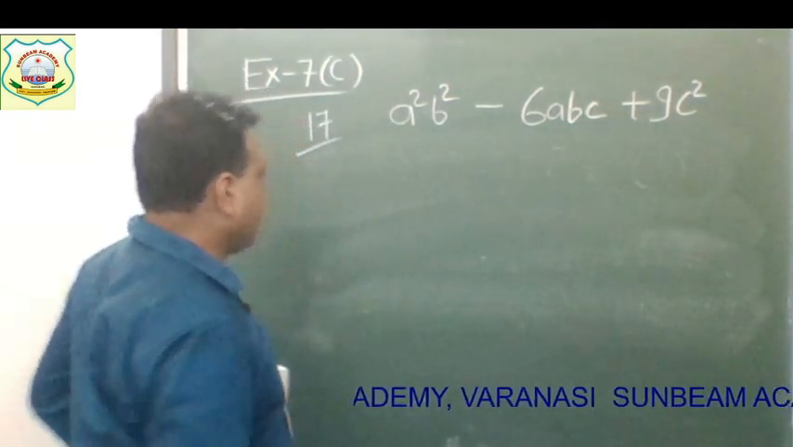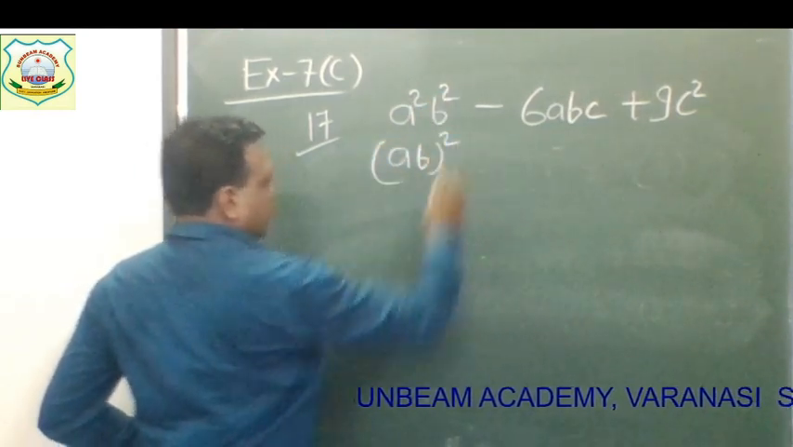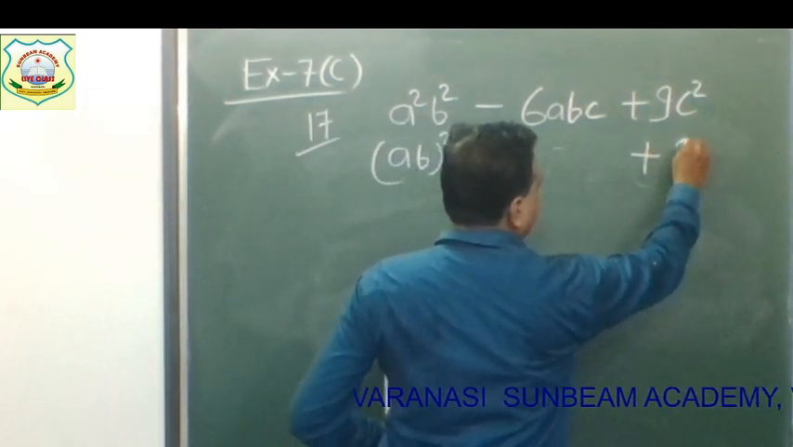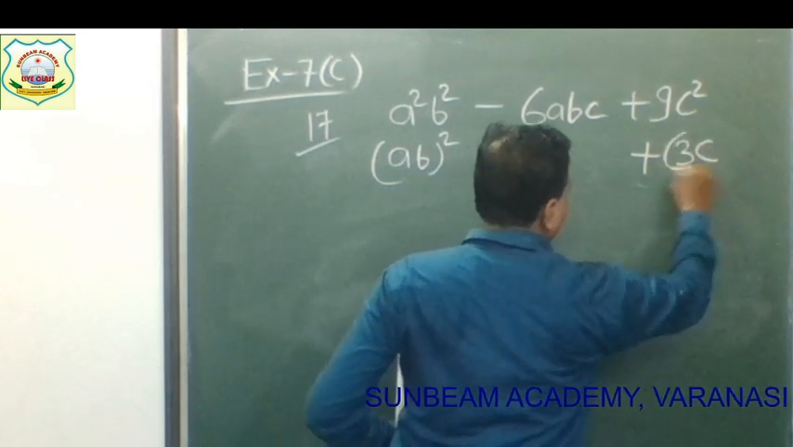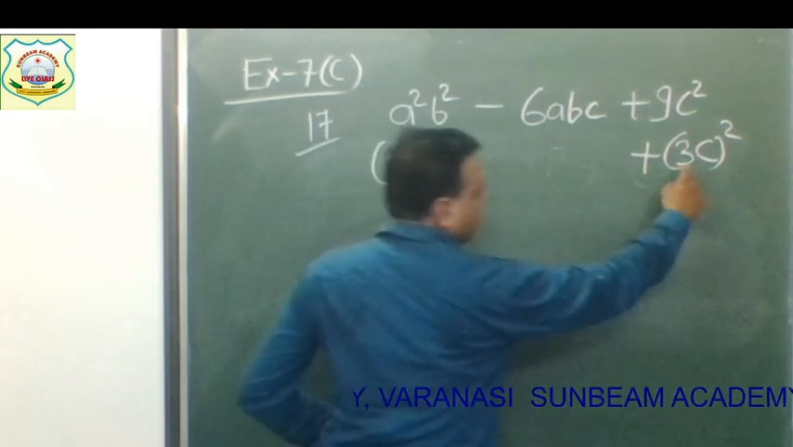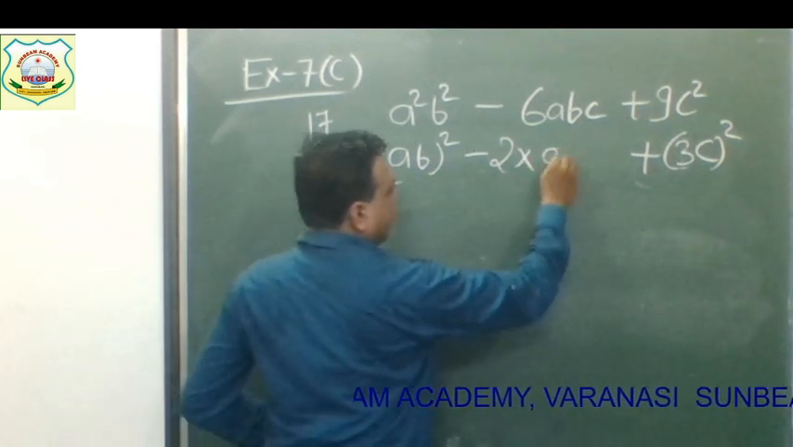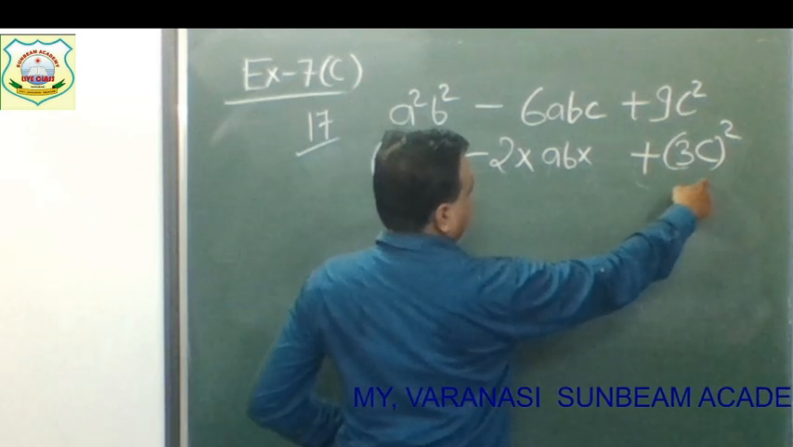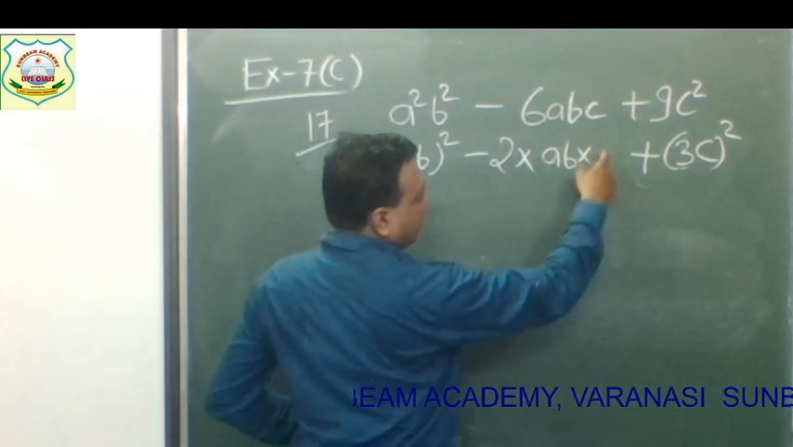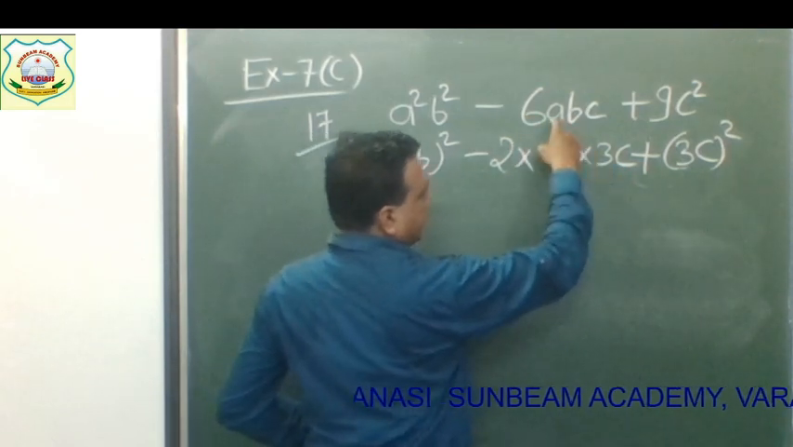Students, a square b square, when we take square as common, so (ab) whole square, it is just like a square. Similarly plus 9c square, that means 3 is the square of 9, so (3c) whole square. Now students, we have got the a and b values. The a value is ab and the b value is 3c. So minus 2 multiply a value is ab, so we will write here ab into b, a square, that is a, we have written ab. Now what should be? A then b, b is 3c. We can check, students, 2 times 3 is 6, abc.